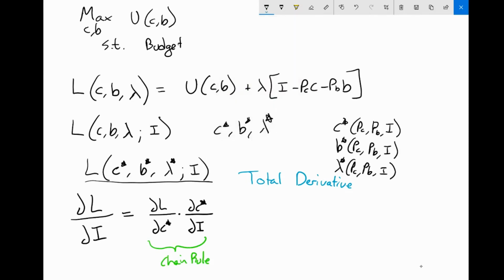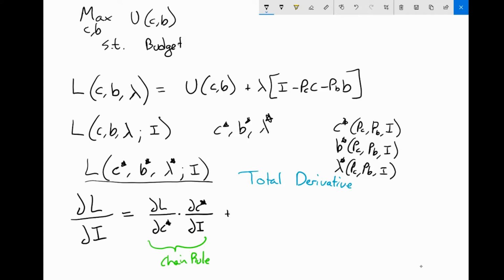Because C is a function of I, I need to treat this like a chain rule, where the outer function is L, the inner function is C. So if I want to know the total derivative of L with respect to I, I've got to do the chain rule with respect to C, because C is a function of I.